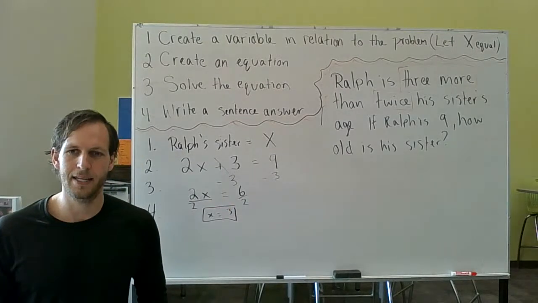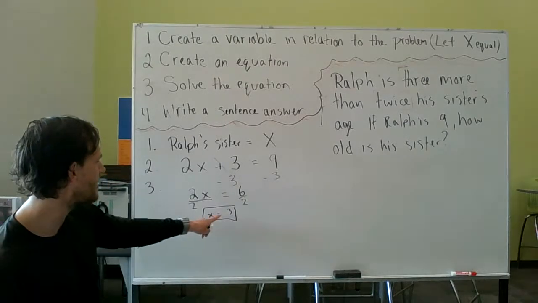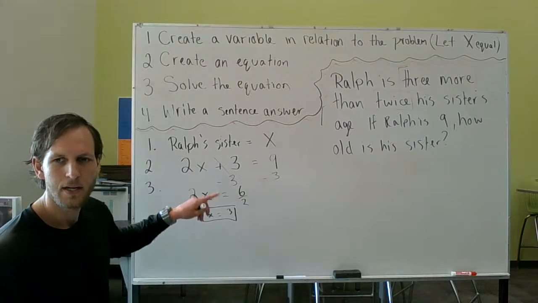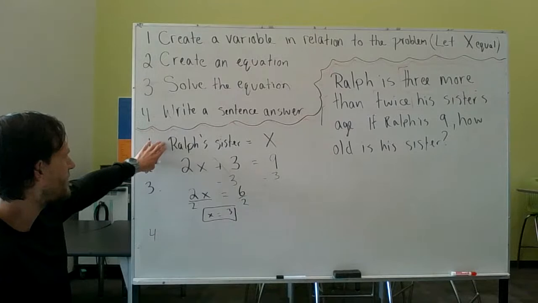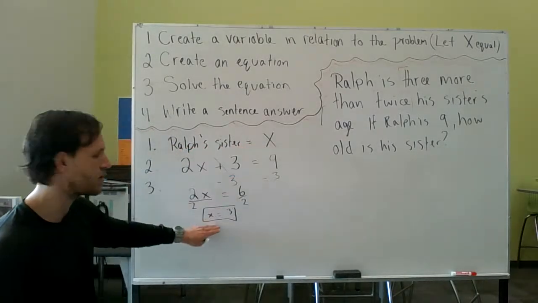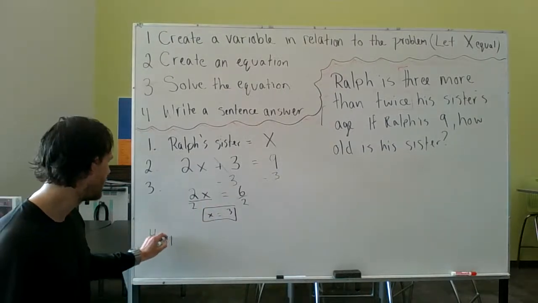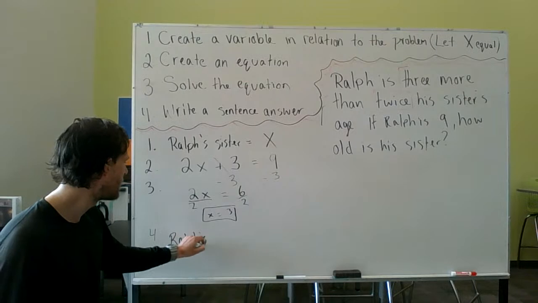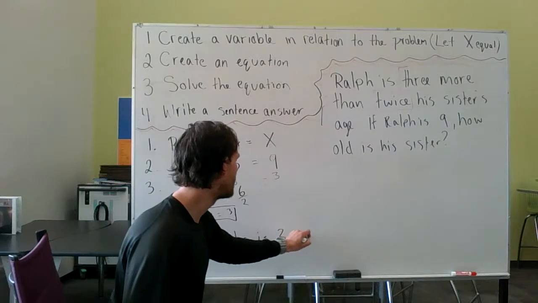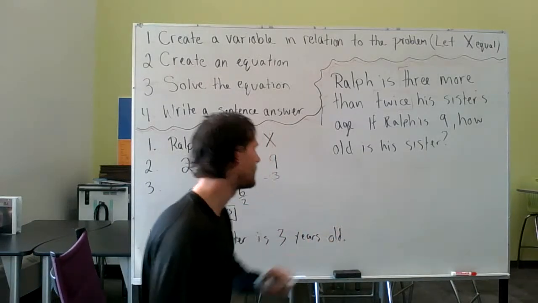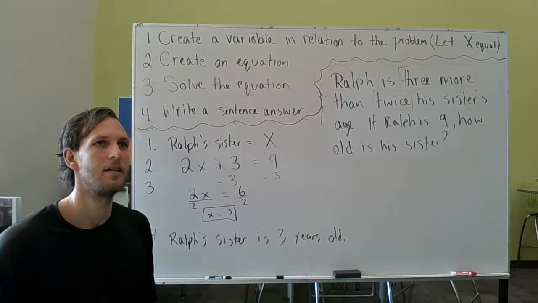Okay, now, once we get an answer, sometimes if we get an answer, there's more to do. And so that's why we need to make sure we write a sentence, make sure we're looking for Ralph's sister. Ralph's sister is x. We've solved x is now 3, super satisfying. And we say Ralph's sister is 3 years old.